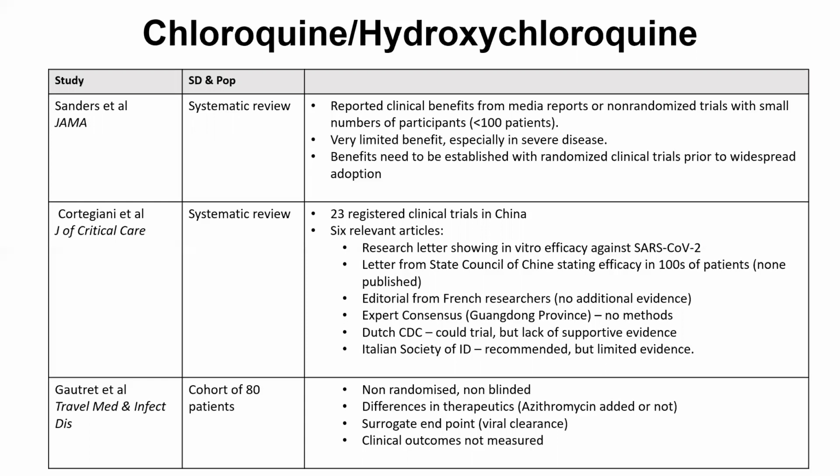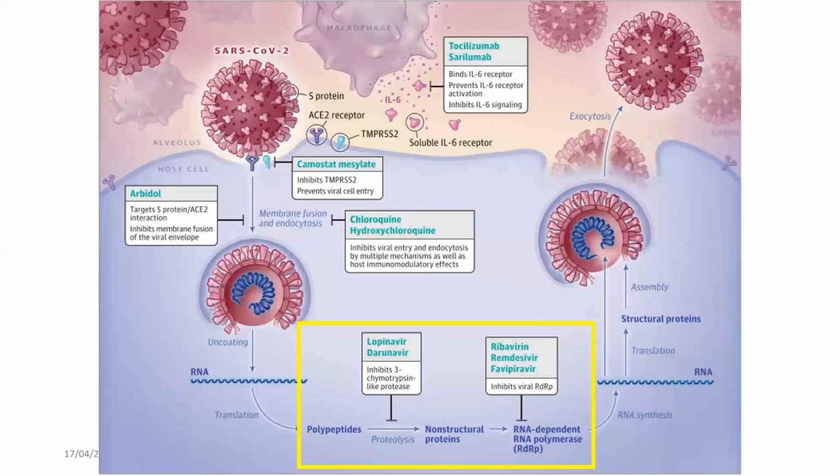It wasn't randomized, it wasn't blinded. There were differences in the way they treated the patients in the different groups, with azithromycin added in some cases and not in others. They had a surrogate endpoint, which was viral clearance, and they didn't really measure any clinical outcomes. So these are the kind of studies that we're getting about chloroquine at the moment. And we need longer term follow-up and randomized clinical trials to show any specific benefit.